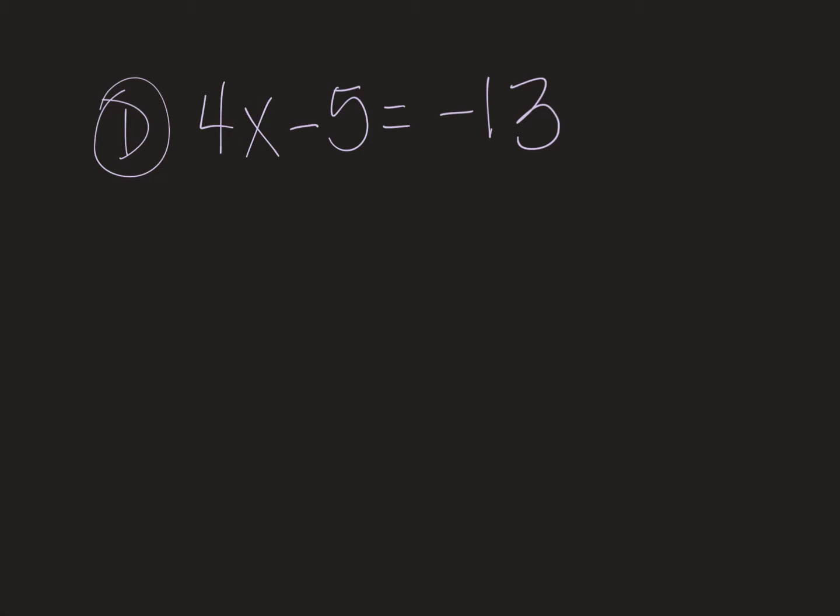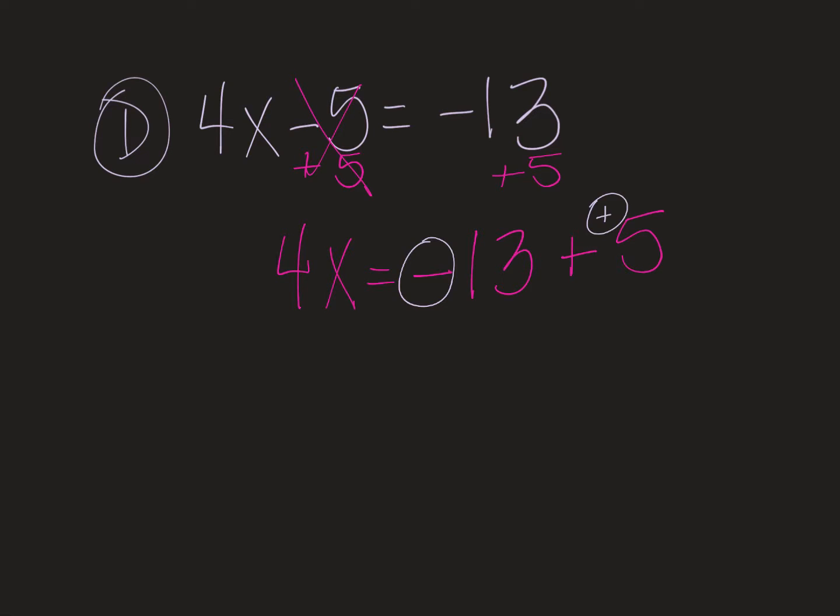All right, so here we have a two-step equation. Notice that you have 4x minus 5 equals negative 13. Now, let's back up here and notice that we are going to take care of the minus 5 first by using our inverse operation, which would be plus 5, plus 5. Now, let's go ahead and rewrite this problem. 4x equals negative 13 plus 5. Now, notice that you have a negative and an invisible positive right here, okay?